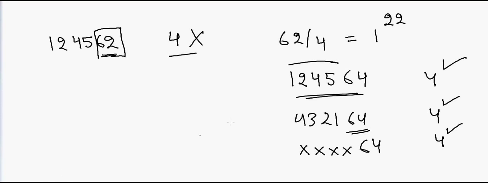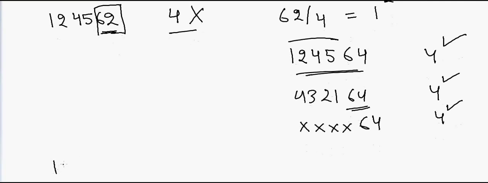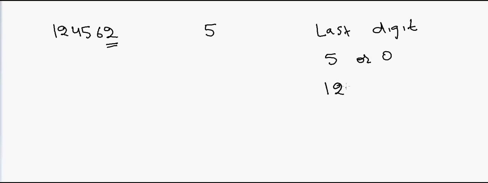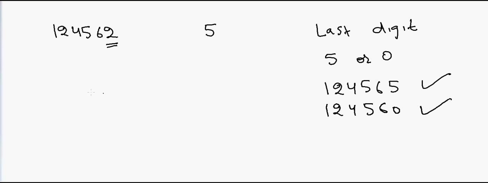Now let's write the number again: 1 2 4 5 6 2. Is this number divisible by 5? No, because to be divisible by 5, the last digit should be either 5 or 0. In this case it's not, so it is not divisible by 5. If I had 1 2 4 5 6 5, then it would be, or if I had 1 2 4 5 6 0, then it would be, but not in this case. So we know this now.